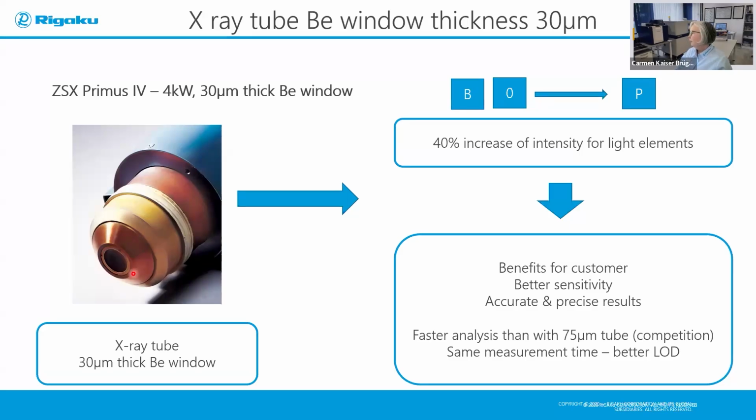So it means, especially for light elements like fluorine and boron, which is what it is about today, we can get a 40% increase in intensity for these low fluorescing elements like boron and fluorine. So the benefit, of course, is that you get a better sensitivity for these elements, yeah? And of course, because of this better sensitivity, we can also reduce analysis time, yeah? And most importantly, because of this increase in sensitivity, we get much better limits of detection. Yes?